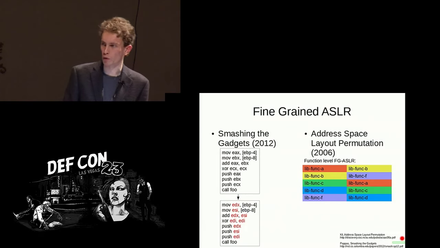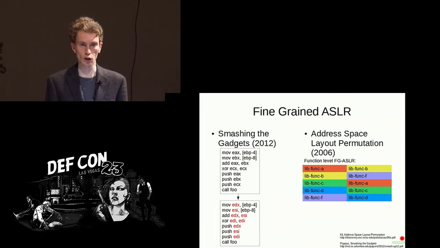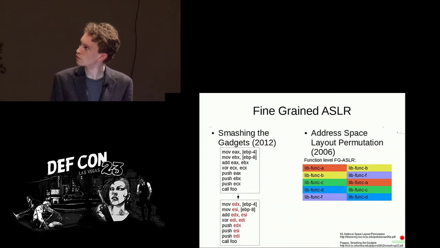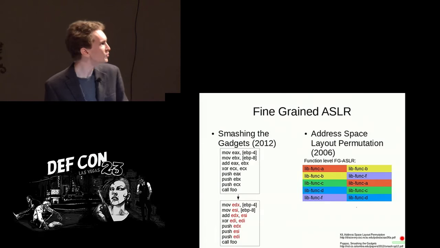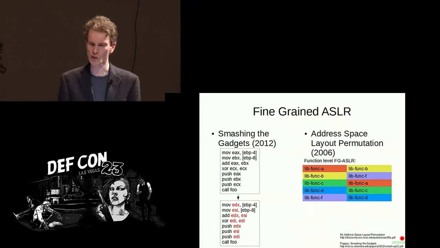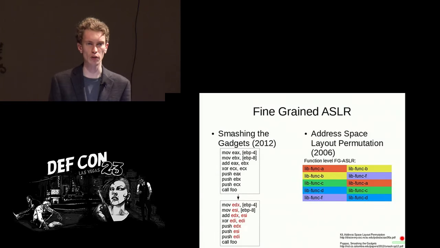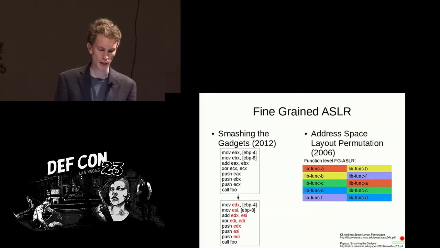There were a couple of research papers that came out in the intervening 5 years, which looked at a couple of more sophisticated means of further permuting the address space. One of them was called address-based layout permutation, which basically said, okay, a little bit of randomness is good, so let's add even more randomness. Instead of just working at the level of a library, let's do this at the function level or the basic block level.